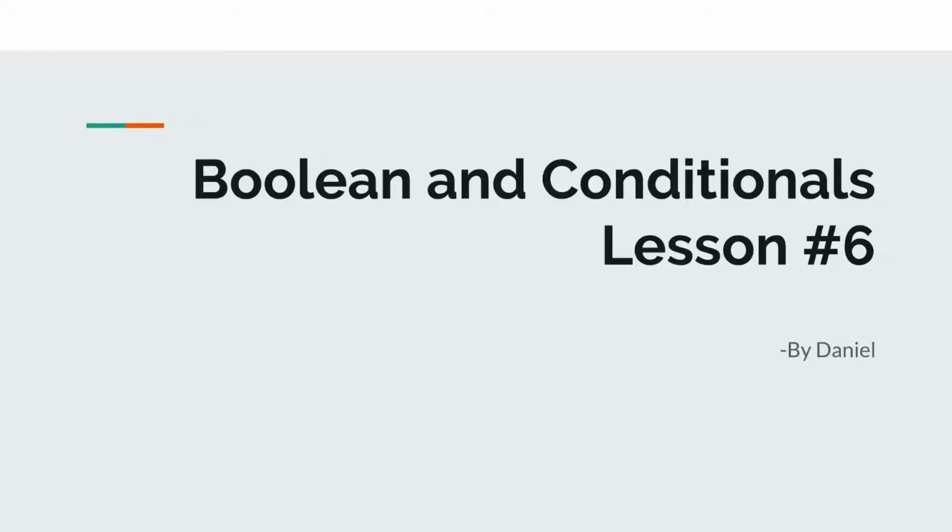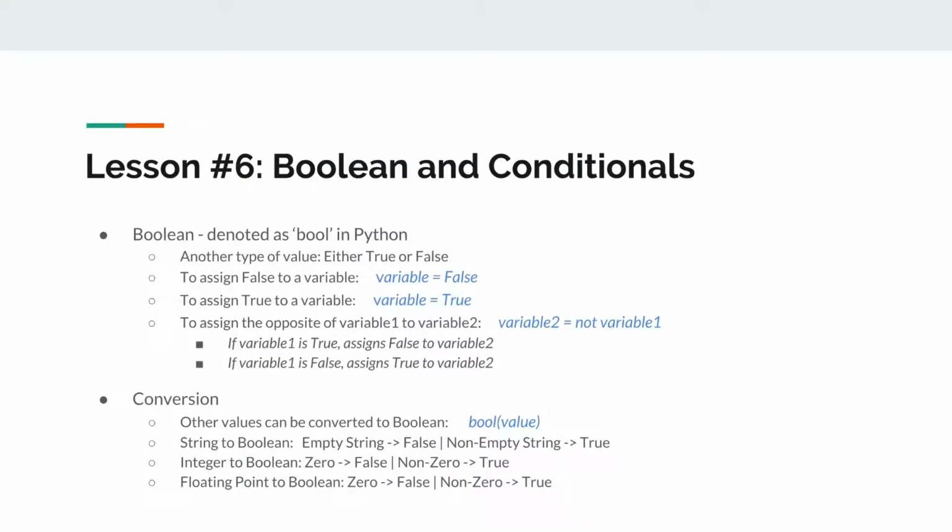In today's lesson, we will learn a new type of value and its use case. Boolean is another type of value, just like integers and string. The difference being, Boolean can only hold one of two values, either true or false. We can assign true or false to any variable using the assignment operator. But keep in mind that the first letter of true or false needs to be uppercase. If we do not capitalize the first letter, we will get an error.